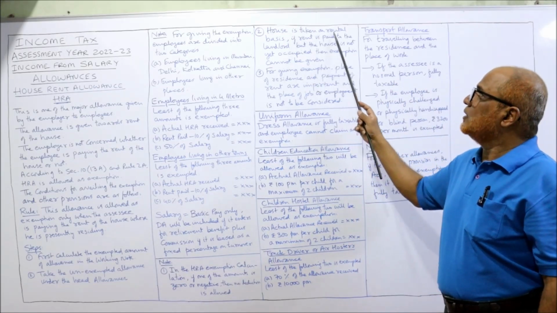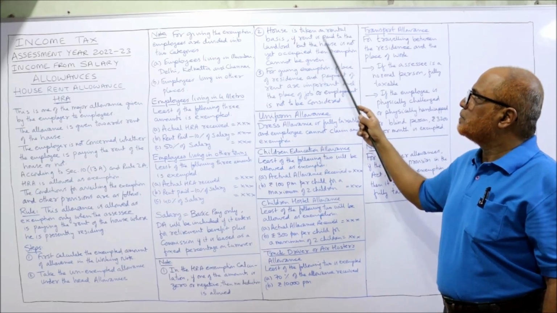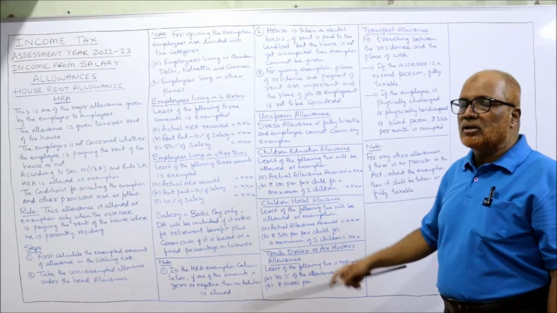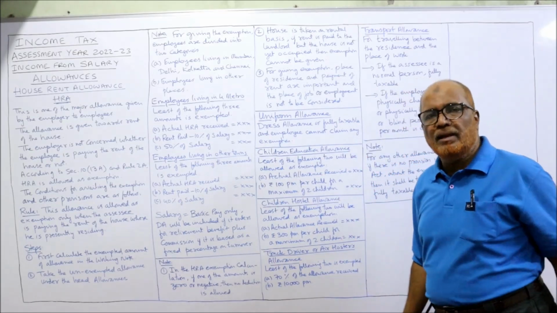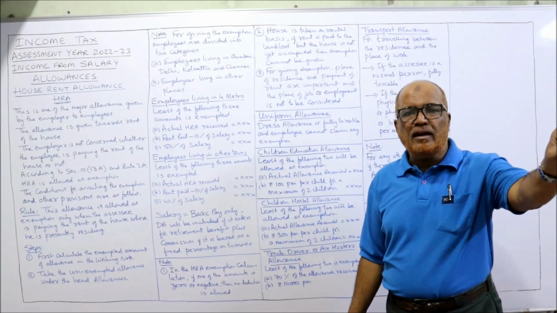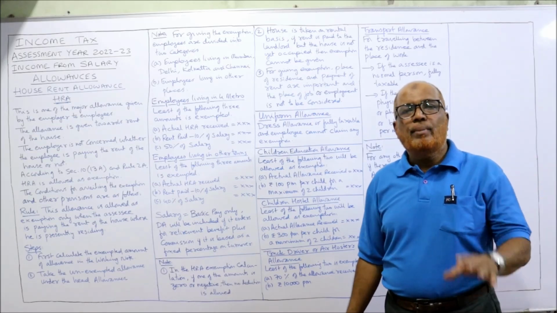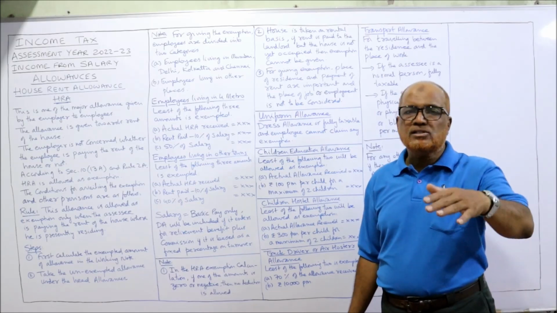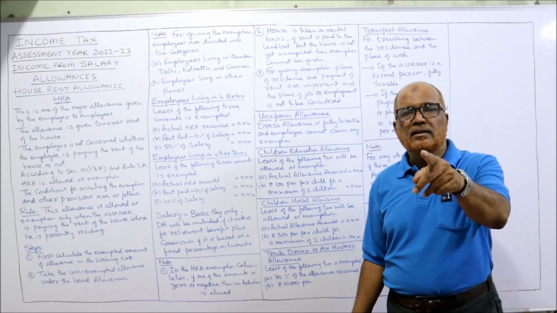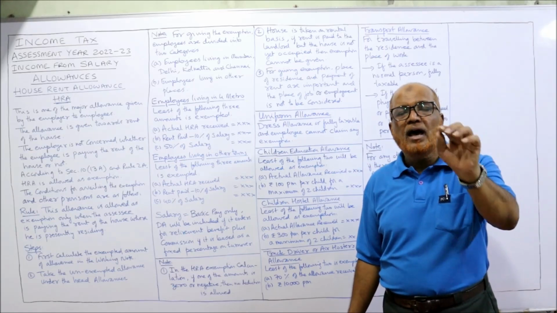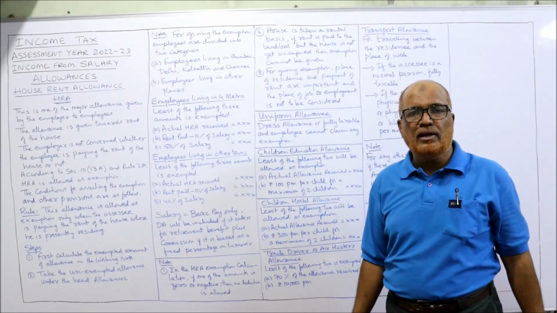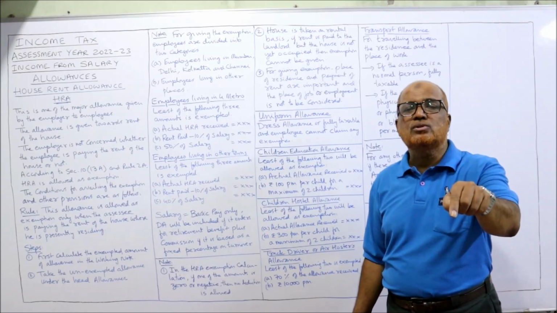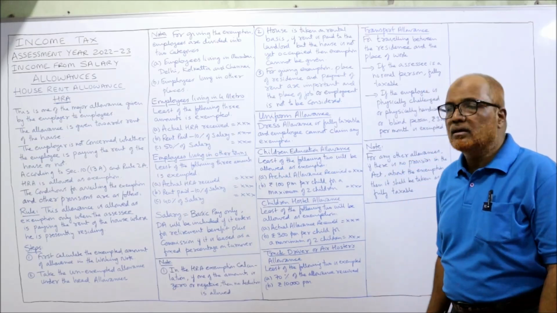Second, the house is taken on rental basis. If rent is paid to the landlord but the house is not yet occupied, then exemption cannot be given. Sometimes it will be like that. The SSC has paid the rent to the landlord but has not yet occupied the house. In that case, no exemption will be given. Actual HRA received is fully taxable. The SSC should occupy the house. He should live in that house. Then only exemption will be given.